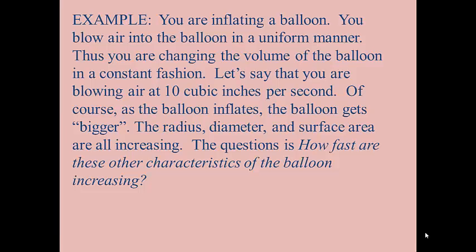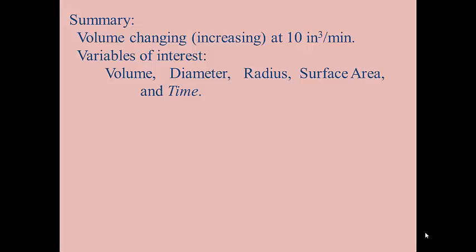Now the balloon's going to get bigger as we do this. So things like its radius, its diameter, its surface area will all change. And so the question we'll ask is, how fast are these objects changing when we blow air into the balloon? So a summary here is that we're blowing air into the balloon, so we're changing its volume. And these other variables are of interest to us. And since we're blowing air at a particular speed, time is also a variable that is of interest. And we see that appearing in the units of how our volume is changing because it's compared to the change in volume for every second that changes on the clock. So we'll ask, how fast is the radius increasing?